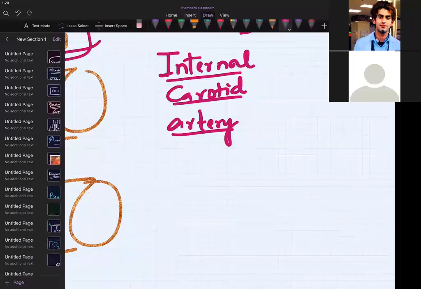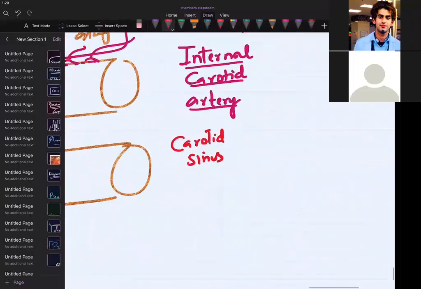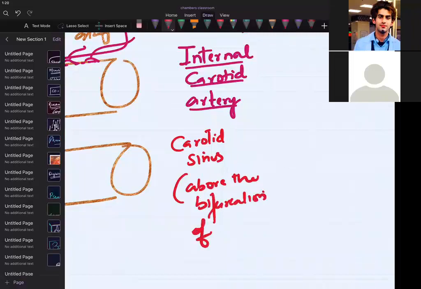So you are seeing it in the walls of the internal carotid artery, but at a region that is called the carotid sinus. You should understand it first. This carotid sinus is slightly above the bifurcation of the carotid. This place is called the carotid sinus, a sinus sort of a thing.